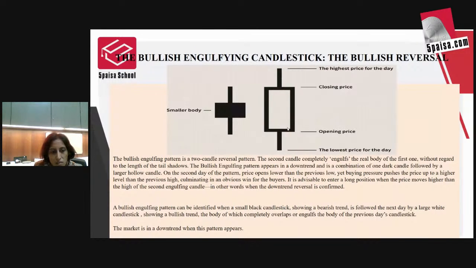So a bullish engulfing pattern can be identified when a small black candlestick showing a bearish trend is followed by a large white candlestick the very next day showing a reversal, showing a bullish trend, and the body of which completely overlaps or engulfs the body of the previous day's candlestick. So understand that this bullish engulfing candlestick, in order to make the decision stronger, should happen in a downtrend. This pattern should be witnessed in a downtrend market. And the moment you get to see in a downtrend market this kind of bullish engulfing pattern, immediately you will find a bullish reversal.